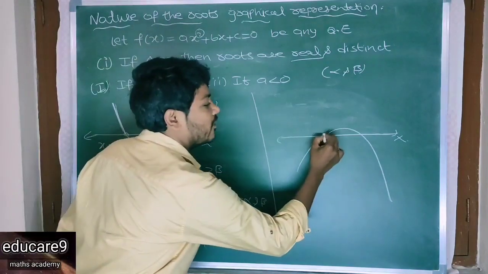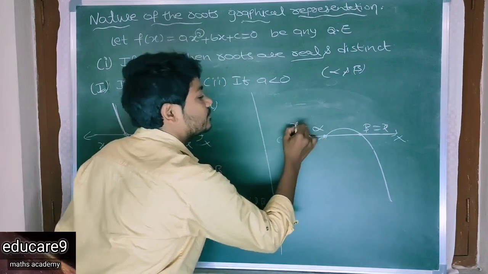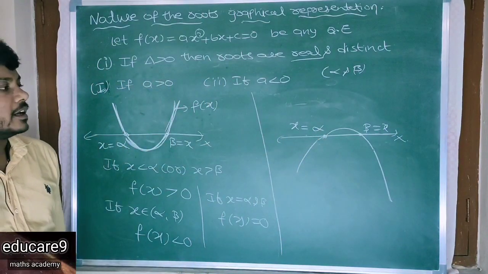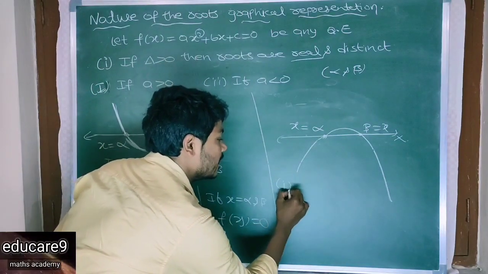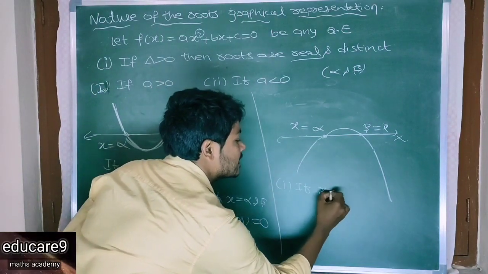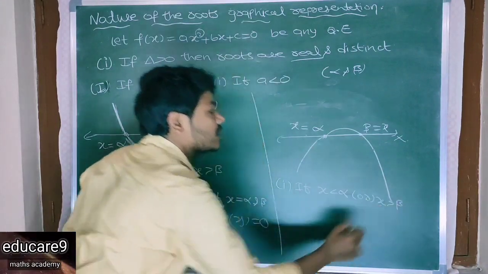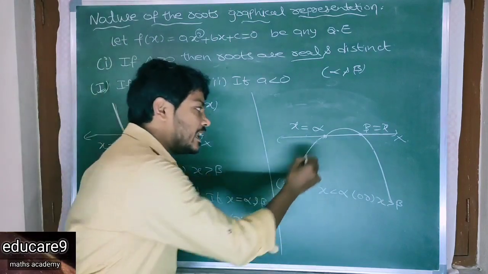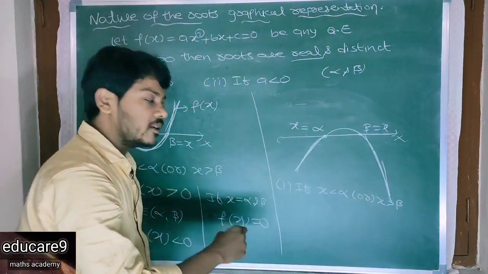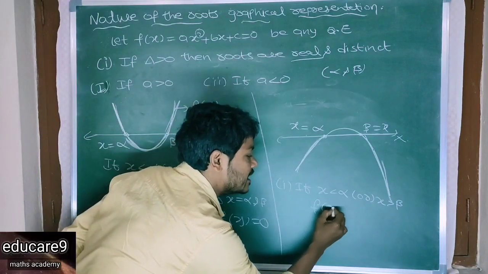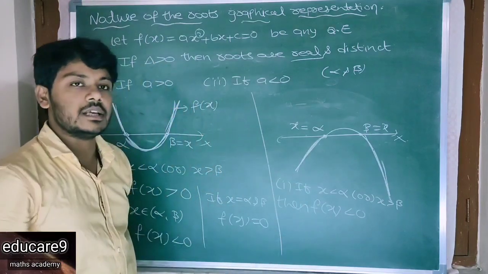So this is alpha and this is beta. These are the x values. See here, if x is less than alpha or x is greater than beta, in that case the given graph lies below the x-axis. Therefore f of x is negative.